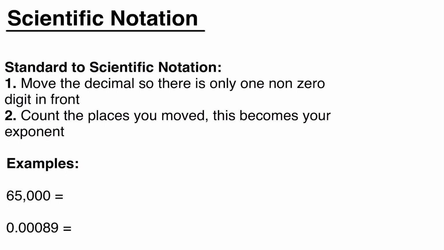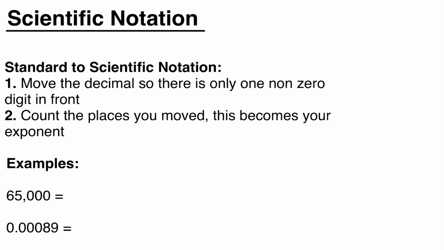So we need to know how to be able to convert from standard form to scientific notation and scientific notation to standard form. So when we convert from standard to scientific, we move the decimal so there is only one non-zero digit in front, and we count the places you moved. This becomes your exponent.